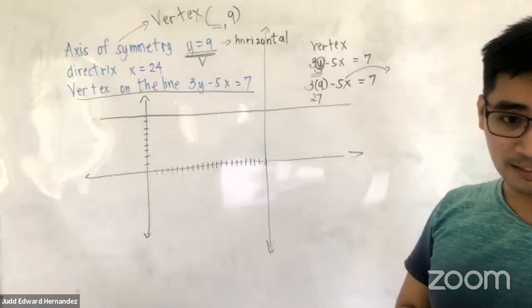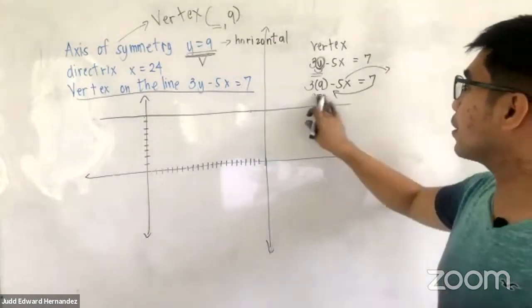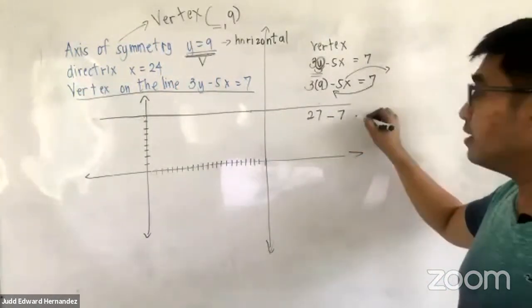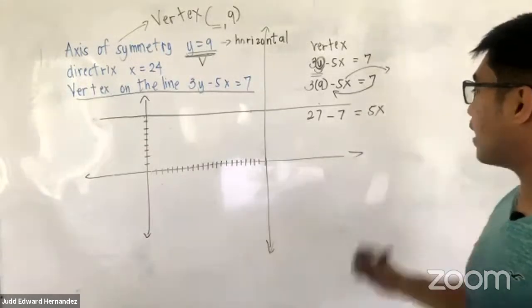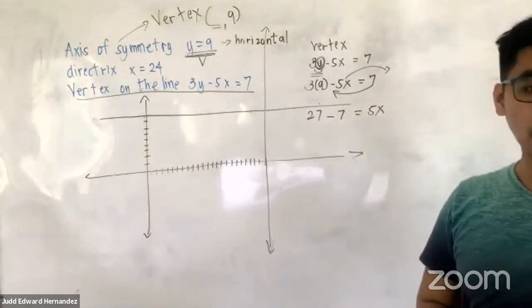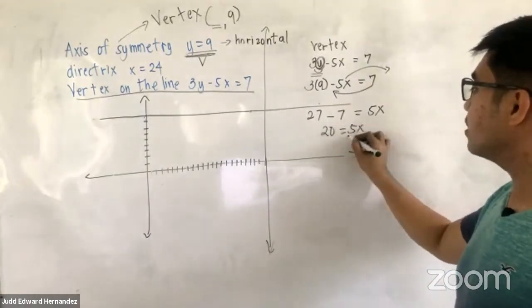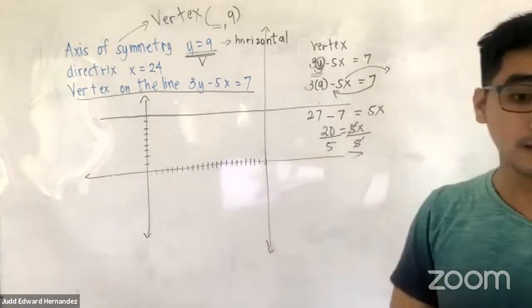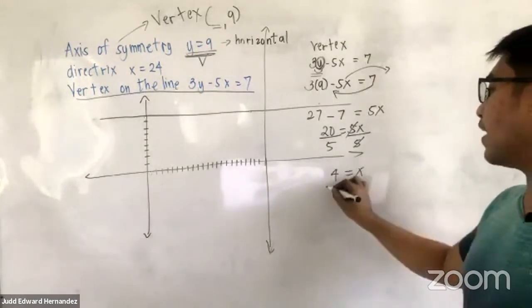Okay lang? Yung positive 7, ililipat ko sa kabila. Therefore, this becomes 27 minus 7 is equal to 5x. 27 minus 7, that is 20. 20 is equal to 5x. Divide both sides by 5. Therefore, what is 20 over 5? 4. That's the value of x.